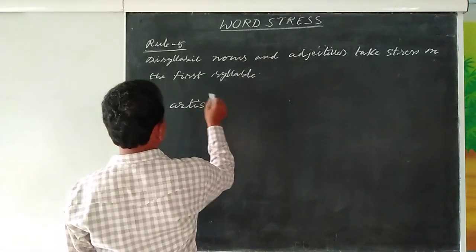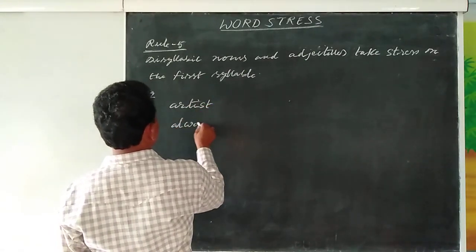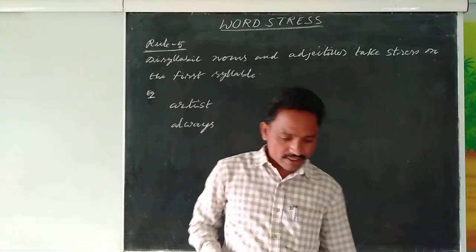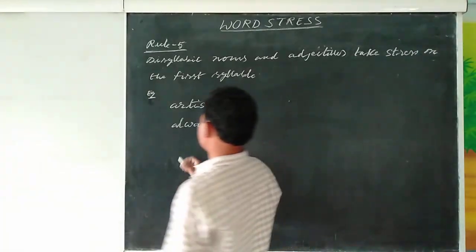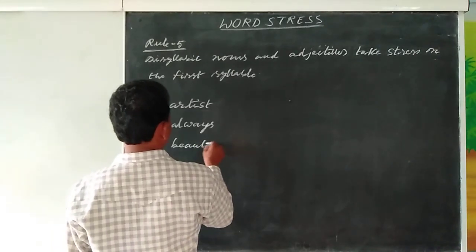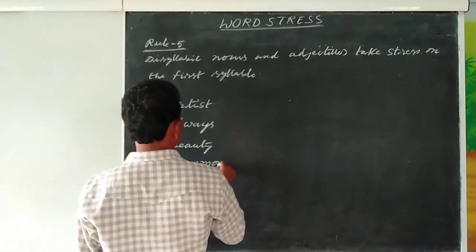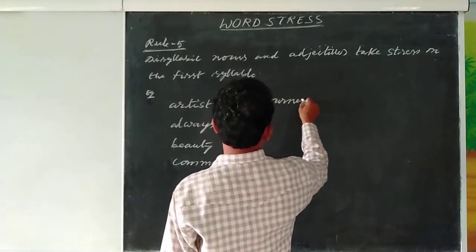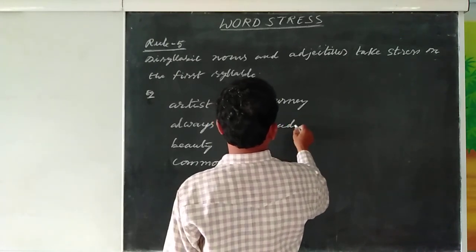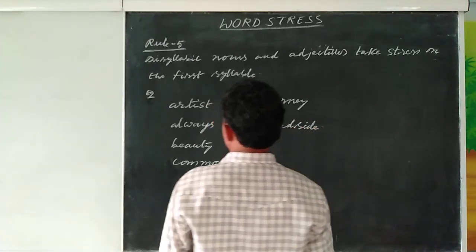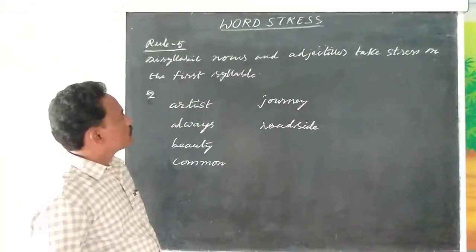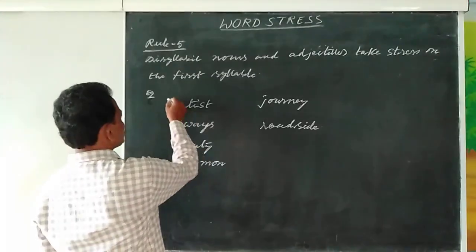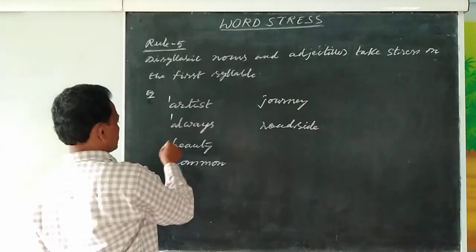Artist, always, beauty, common, journey, roadside. Like these words. These are all nouns and adjectives. In this way, the stress is on first syllable. Artist, first syllable here. All first syllable.